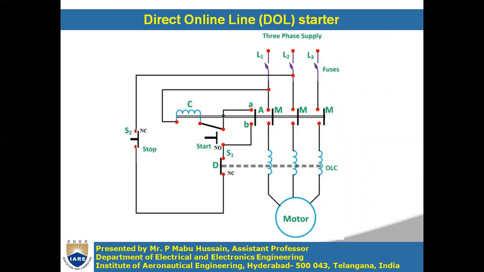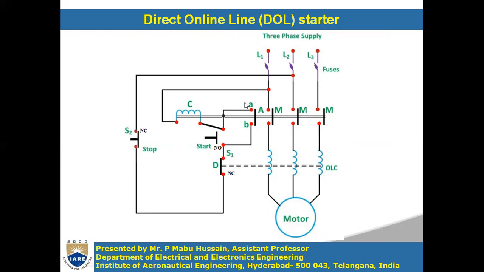See the direct online starter, which we study in the textbook. This is the circuit diagram for the DOL starter. As I said before, in the DOL starter, the contactor is the main device. Then you can use other protective devices, such as the overload release. When there is an overload on the motor, this overload release will switch off the motor. Generally in a DOL starter you will also have this overload coil. Let us see how this DOL starter will work.